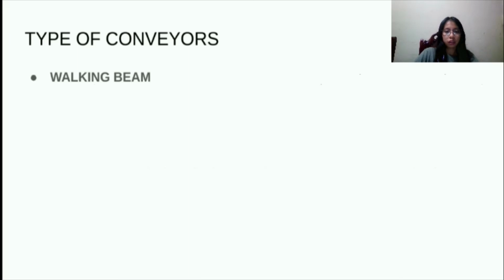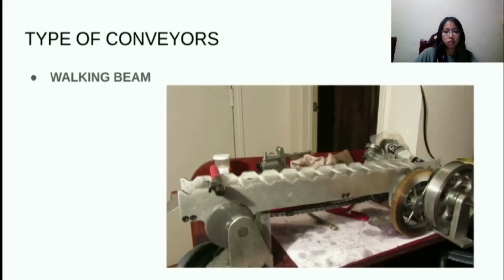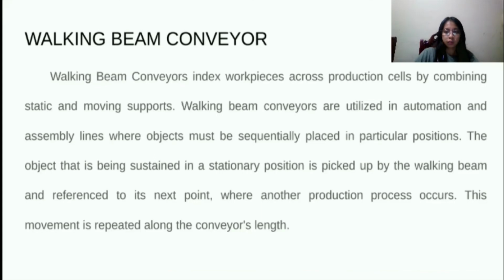Another type of conveyor is the walking beam conveyor. This is what it looks like. Walking beam conveyors index workpieces across production cells by combining static and moving supports. Walking beam conveyors are utilized in automation and assembly lines where objects must be sequentially placed in particular positions. The object that is being sustained in a stationary position is picked up by the walking beam and referenced to its next point, where another production process occurs. This movement is repeated along the conveyor's length.